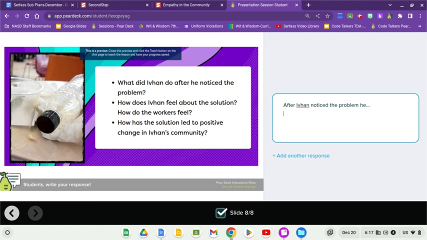he... Next, how does Ivan feel about the solution? How do the workers feel? Ivan feels that the solution... The workers felt... And then finally, how has the solution led to positive change in Ivan's community?